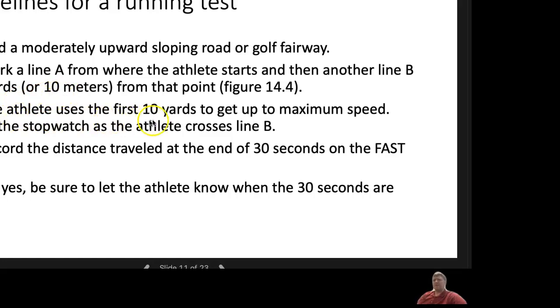The athlete uses the first 10 yards to get to maximum speed, and you're going to start that stopwatch as the athlete crosses the second line. Then you record the distance traveled at the end of 30 seconds, and they call it the fast form. I'll show you that in a second. And yes, you make sure they know when the 30 seconds are up, because otherwise they're just going to keep on running. So basically, they run 10 meters to get up to speed, and then from there, how far can they get in 30 seconds? It's probably going to be about a 35-second sprint is what it ends up being.